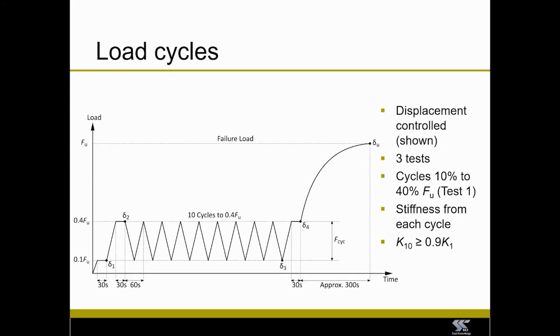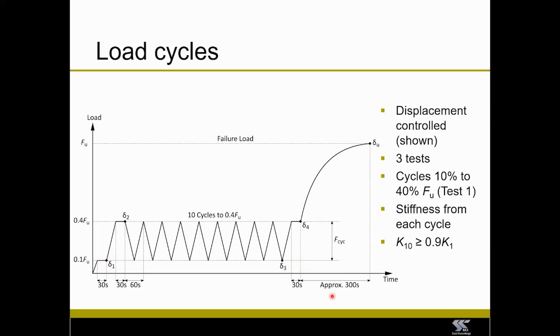But the loading arrangement for these tests is quite important, and you can see here that it's a cyclic loading, so we load up to about 10% of the expected failure load. I should have highlighted from one of the previous slides that the first test is a complete test to failure, so you've got a good indication of your expected failure load. Then, for a following minimum of 3 tests, you load up to 10%, then load up to 40%, and then you carry out 10 cycles between 10 and 40% of that expected failure load, and then test up to failure at the end.